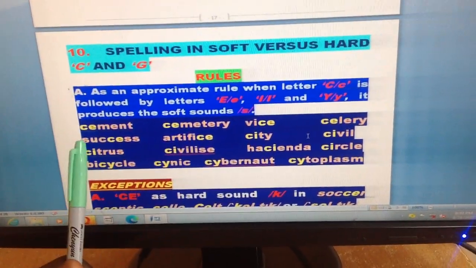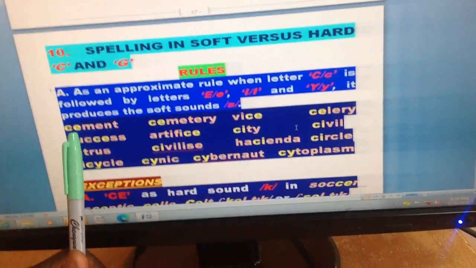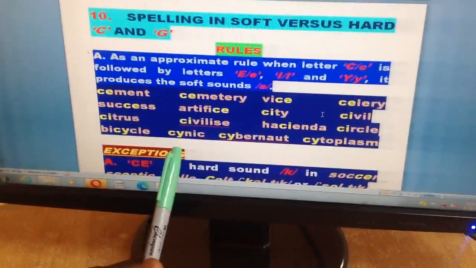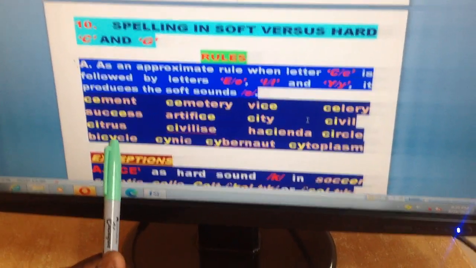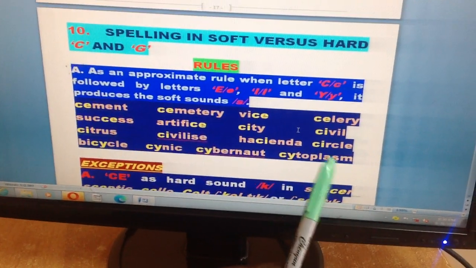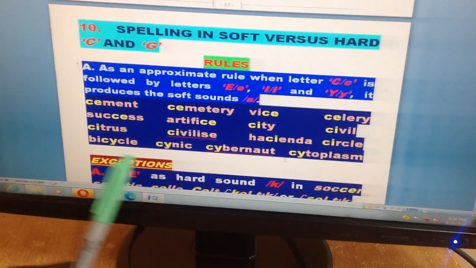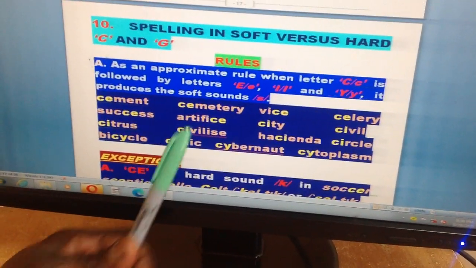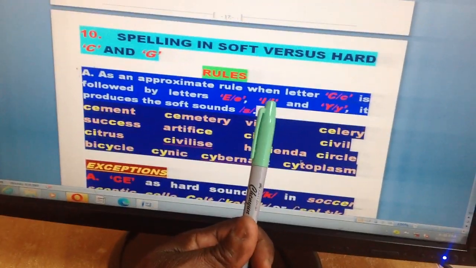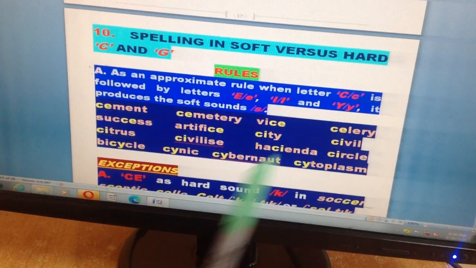What do we mean? Here we are. Examples. This C is followed by E, so cement, artifice. Okay? Scenic, bicycle, cybernaut, cytoplasm, celery. All of these will produce what we call soft S sound because they are followed by I, E, and Y.